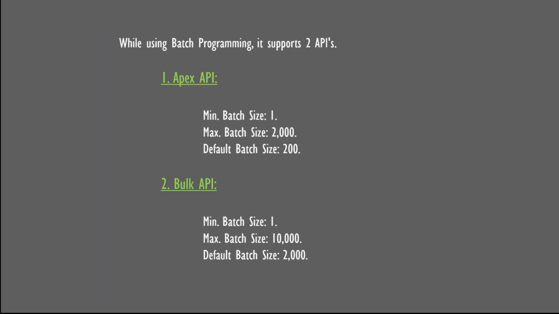While using batch programming, it supports 2 APIs: Apex API and Bulk API. Apex API: minimum batch size 1, maximum batch size 2000, and default batch size 200. Bulk API: minimum batch size 1, maximum batch size 10,000, and default batch size 2000.